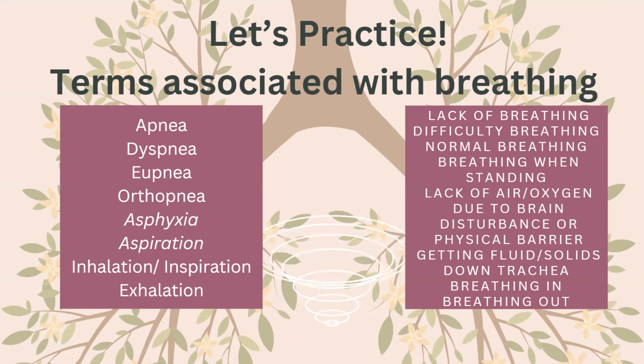So our first few words, we have the root pnea in common. Remember, that's going to be our root for breathing. So apnea, that A means lack of or without. So lack of breathing is apnea. Dys is difficult or painful. So difficult or painful breathing is dyspnea. We said our prefix eu is for normal. So eupnea is going to be normal breathing.